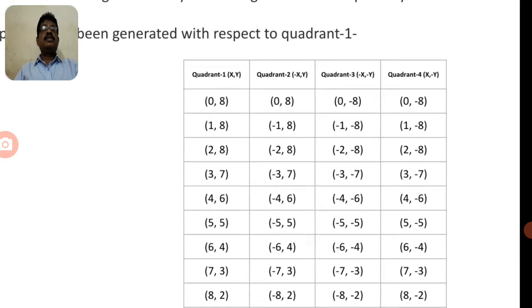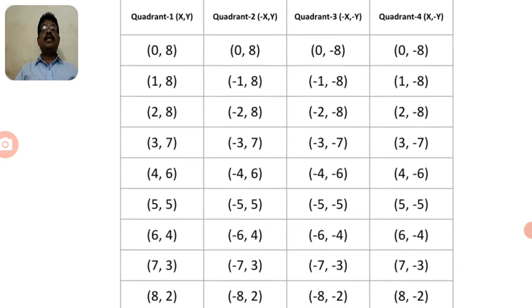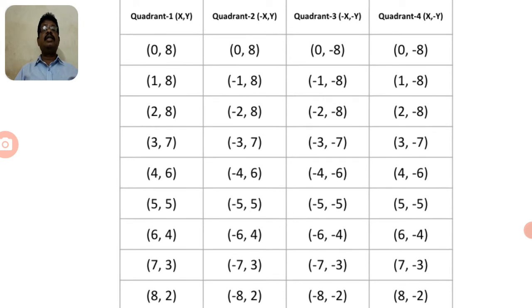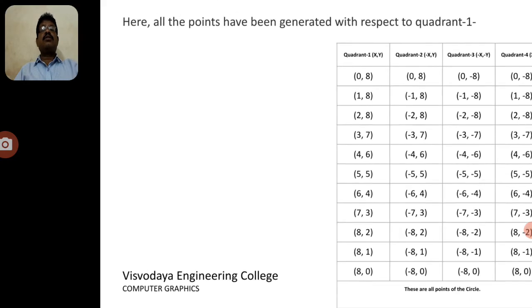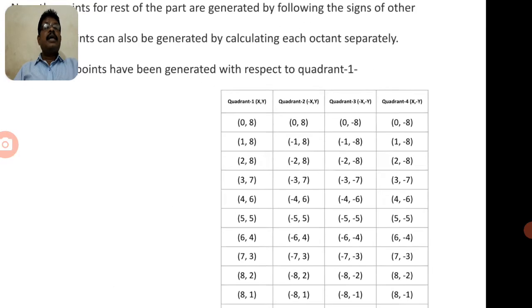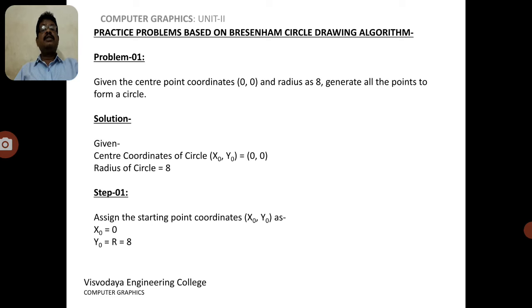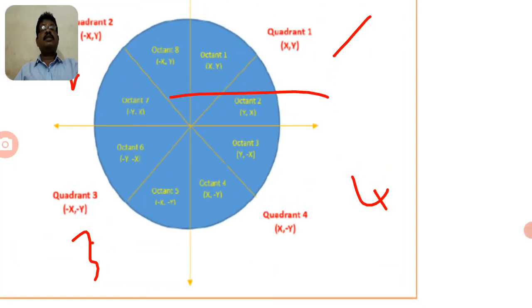Yeah, you can see this is the one. If they find the first quadrant value, that is 0, 8, you can see the second quadrant values are the minus x, y. The first quadrant values are x comma y, and the second quadrant values are minus x comma y. You can observe this diagram. So we can easily find the components here.